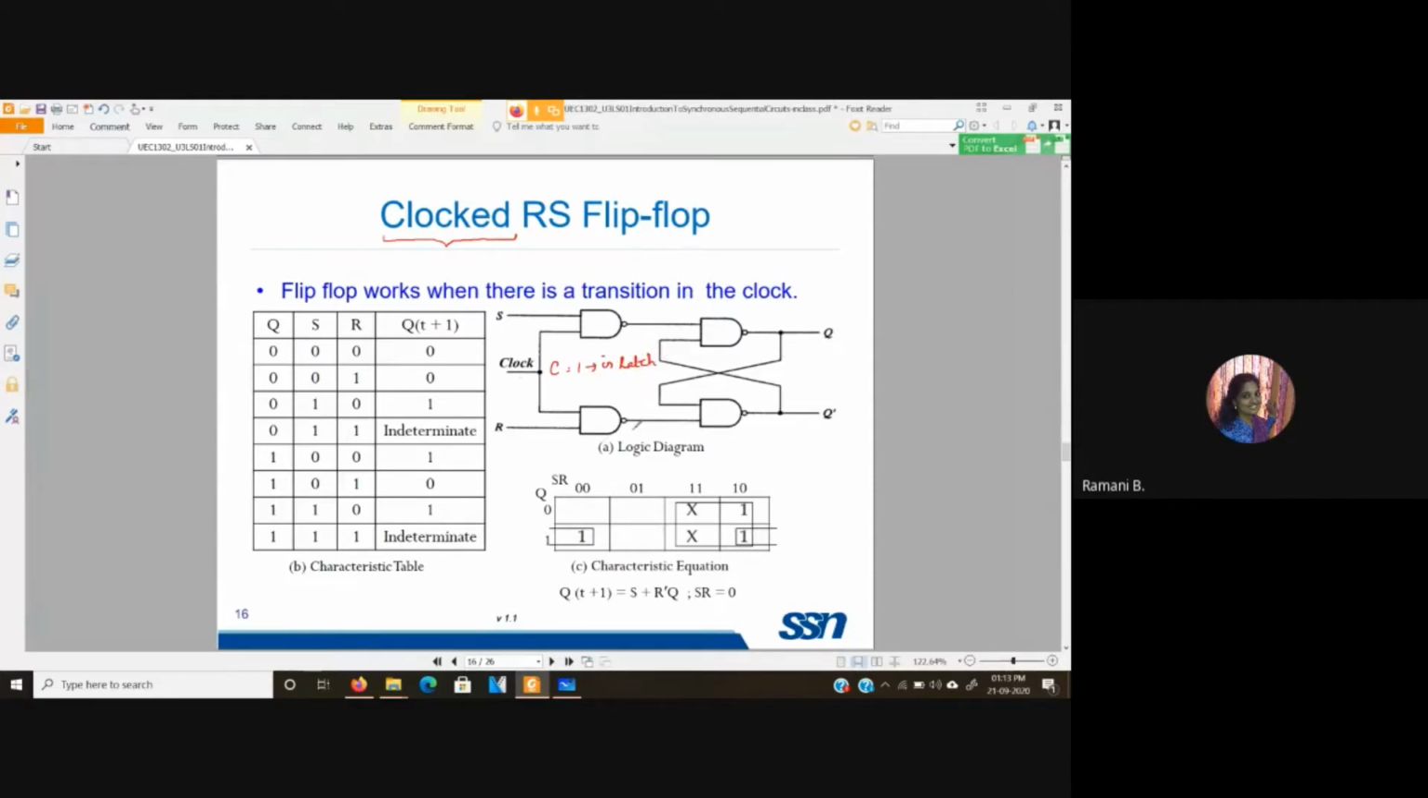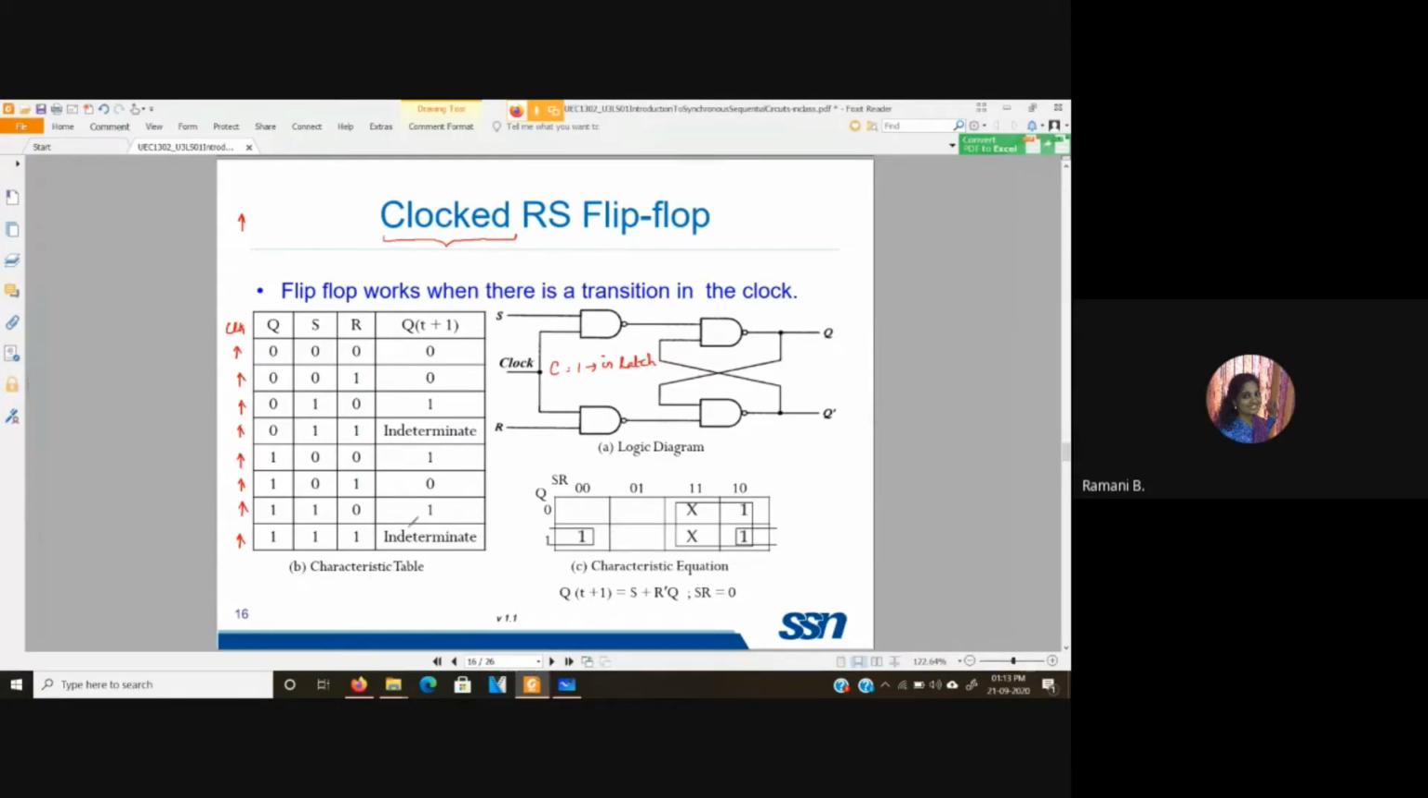Here, the only thing you need to consider is that this clock implies a transition from 0 to 1 or 1 to 0. That's all you need to have in mind. So here you can always include this. If this flip-flop is supposed to work during the positive edge transition, this is what it means. In between, if your SR value changes, it doesn't bother about it. So I will explain this table alone.